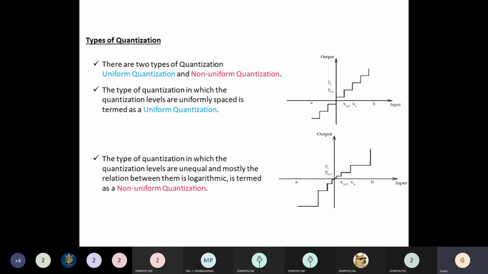The uniform quantization is nothing but the step size is uniform, that's why it is said to be the uniform quantization. The type of quantization in which the quantization levels are uniformly spaced is termed as uniform quantization. What is meant by non-uniform quantization? The type of quantization in which the quantization levels are unequal and mostly the relation between them is logarithmic is termed as non-uniform quantization. Simply we can say, if the step size is uniform, it is said to be the uniform quantization. If the step size is not equal, it is said to be the non-uniform quantization.